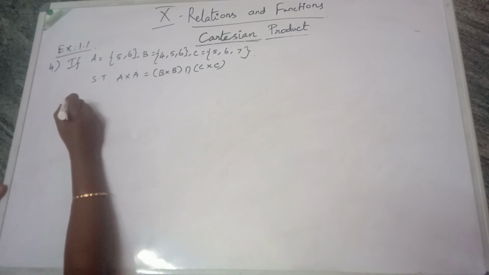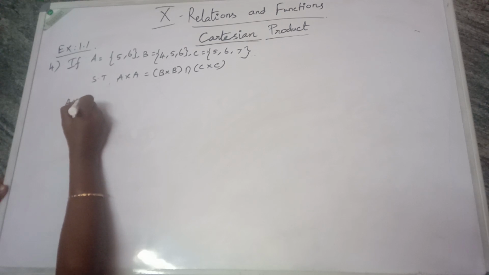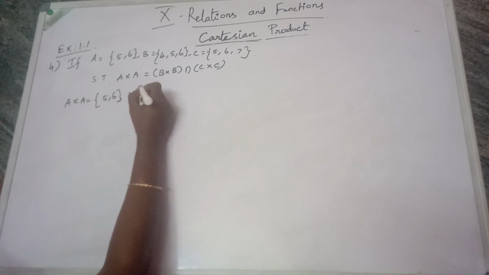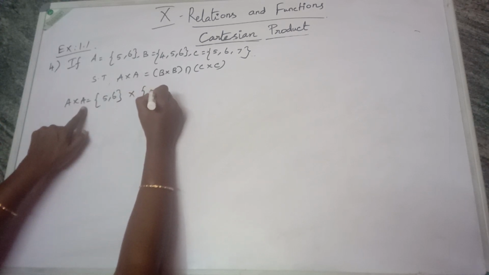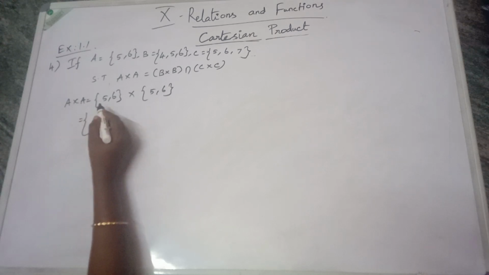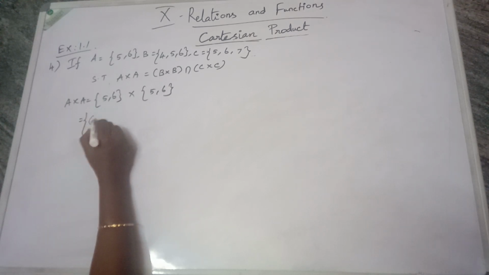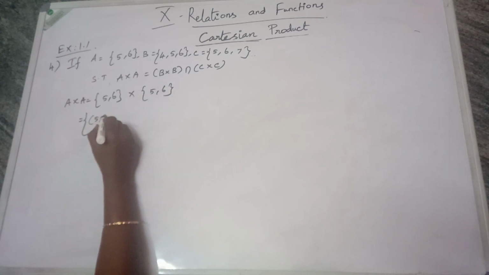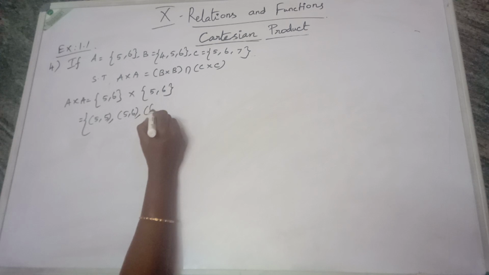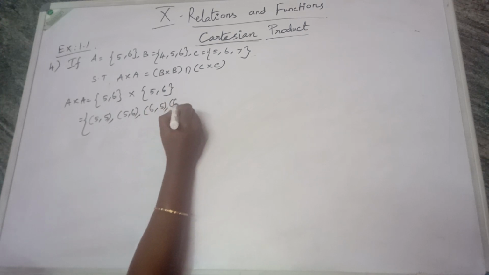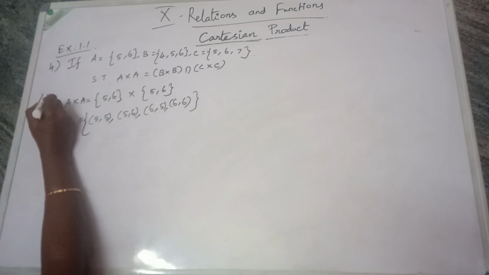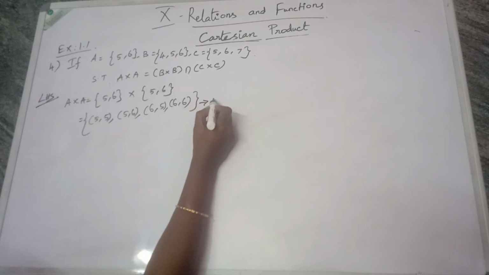So first here you can write A cross A. The set A {5, 6}, put cross and then write the same set A {5, 6}. Now you have to write the Cartesian product of these two sets. So you make the ordered pairs with that 5 first: (5, 5) and (5, 6). Then if you take the second element, (6, 5) and (6, 6). This is A cross A, that's all. And this is the left hand side. We can take this as 1.